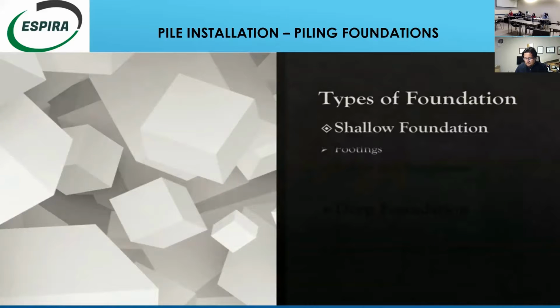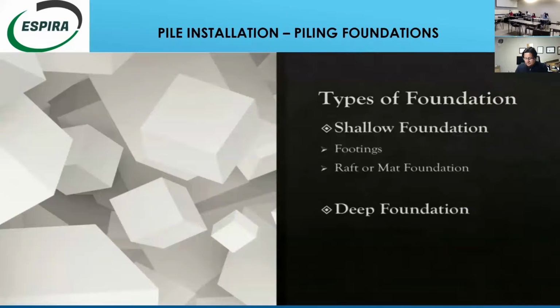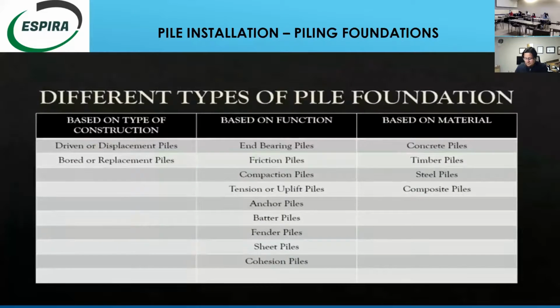Types of foundation are mainly divided into two types, shallow and deep. Pile foundation comes under deep foundations. Here you can see different types of pile foundation listed based on their construction, function, and material used. Let us see each type in detail.